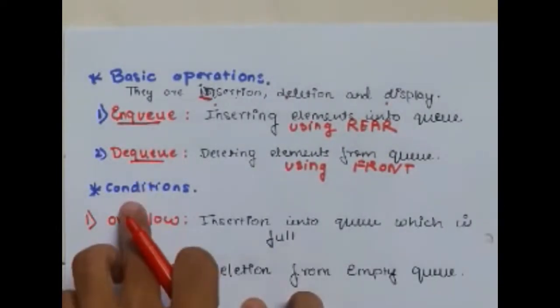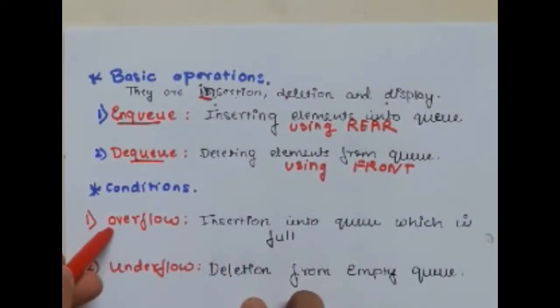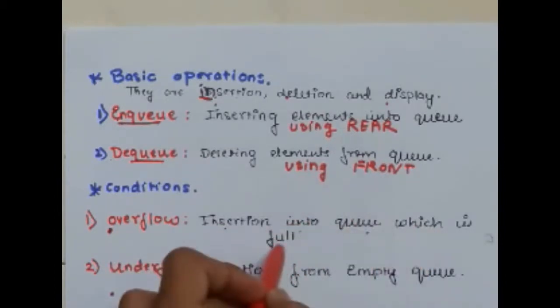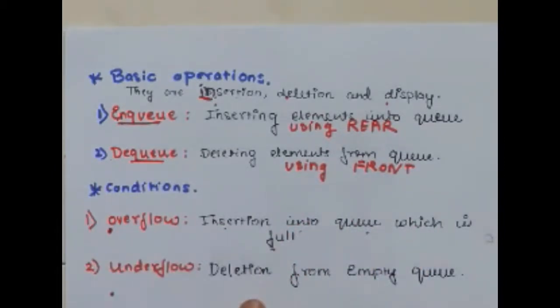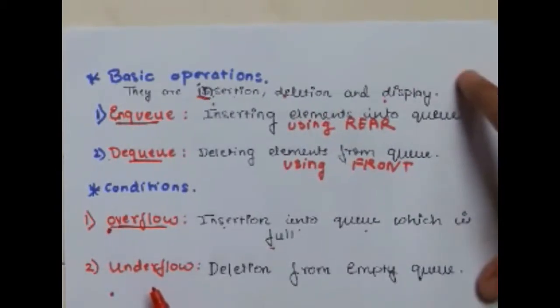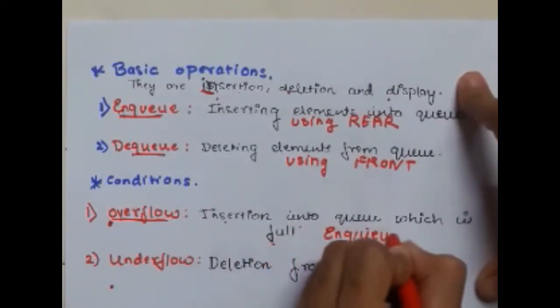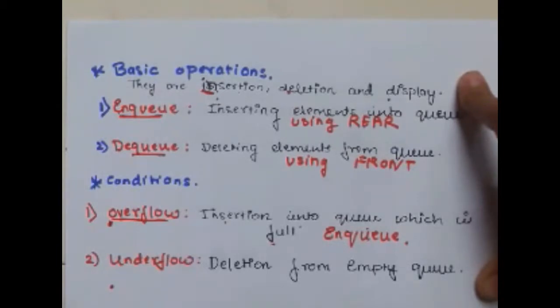Now there are two conditions, and those are overflow and underflow. Overflow, what is the definition of overflow? Insertion into a queue which is full. A queue which is already full and you are trying to insert more elements into it. At that time it will report the overflow condition, that the queue is already full. How can more elements be inserted? And for doing the enqueue operation we have to check the overflow condition.